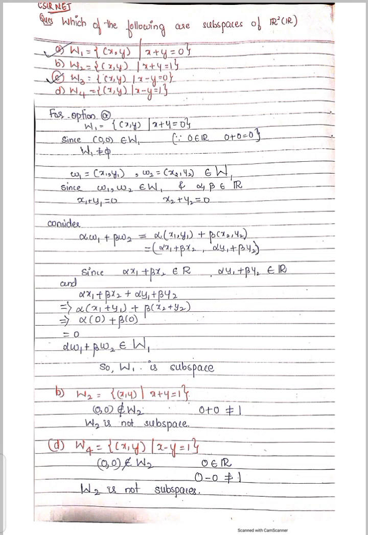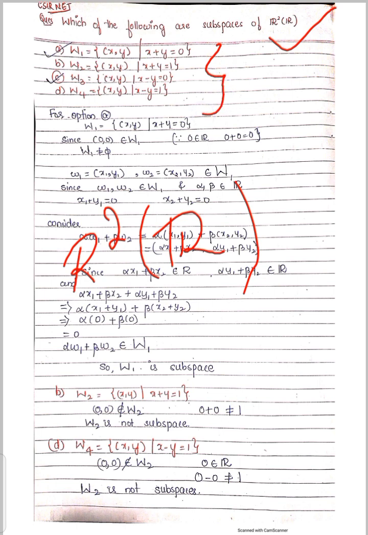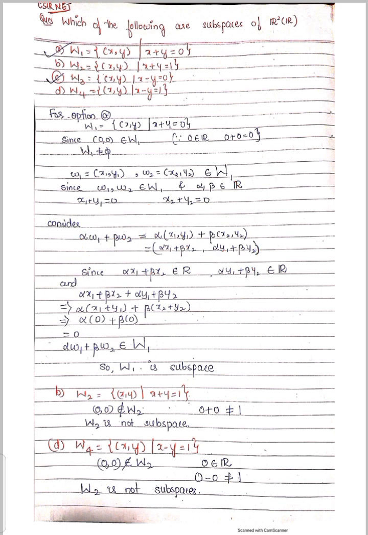Everyone, let's solve the next question, which is based on subspace and which was asked in the CSIR NET. Which of the following are the subspace of R2 over R? We know that R2 over R is a vector space. Here we have to check which one of the options is correct and which set is a subspace of R2 over R. We have to check it.